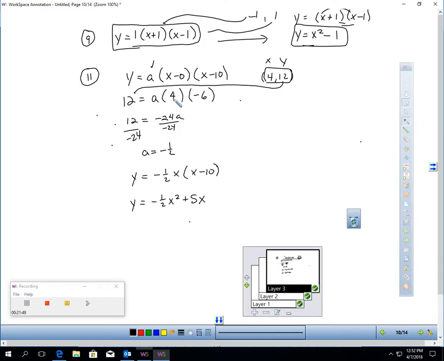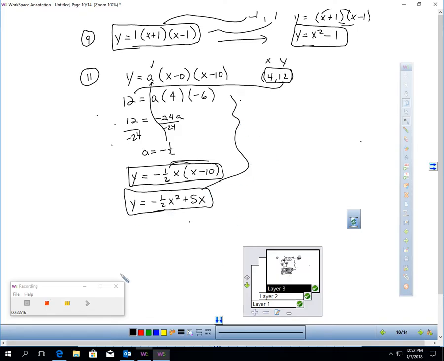So I need to multiply these together. Negative 24a would equal 12. Divide by negative 24, a is a negative half. So I'll put that in here. Okay? So negative half times x minus 10 would be my equation, but I need to simplify that. So I'm going to distribute. There is an equation in standard form for the information they gave me in number 11.